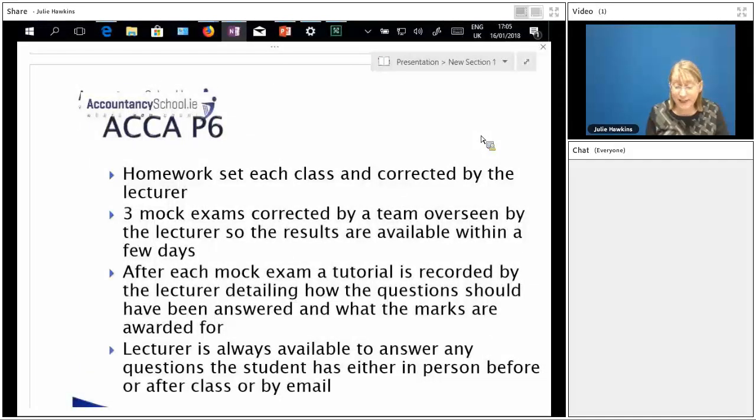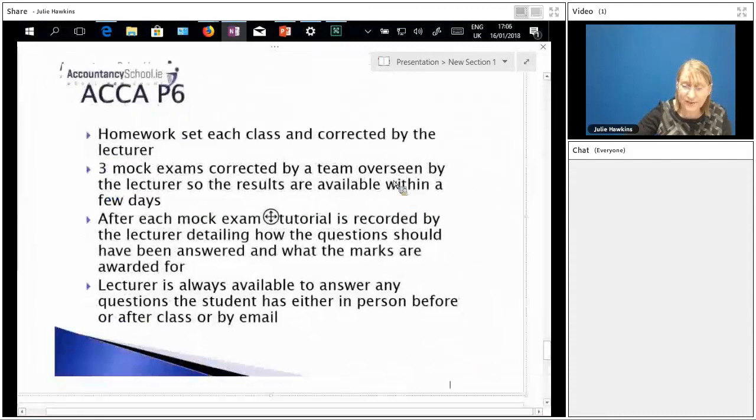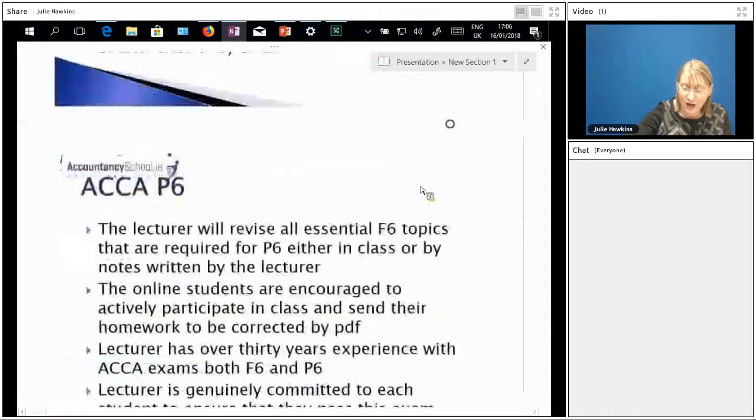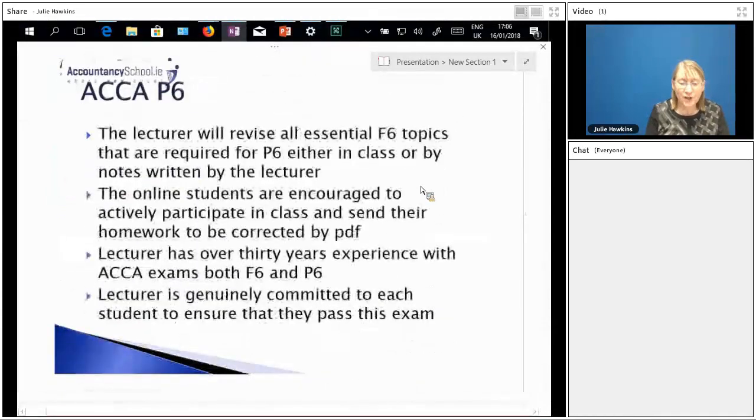Plus, obviously, I'm available after every class to answer any questions that a student might have, or for the online students, or for maybe students who don't want to ask after class, they can email me any questions they have, and I will always answer those emails as quickly as possible. Also, I actually do revise in class any F6 topic that I think is fundamental to the P6 course. If it isn't a fundamental F6 area, I still give some notes that the students can go through if it is a long time since they've done F6.